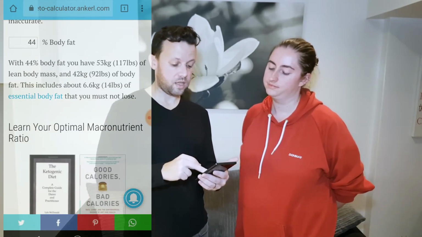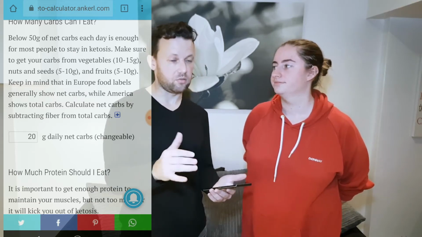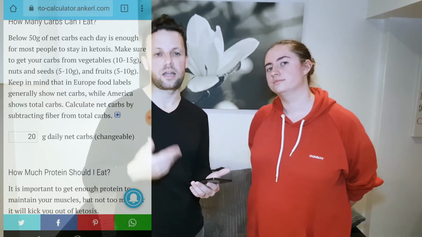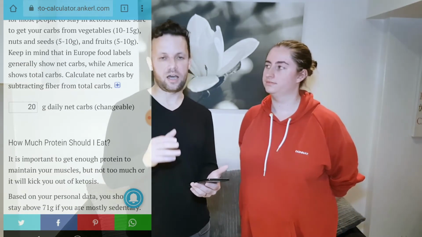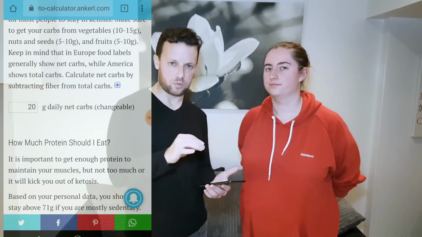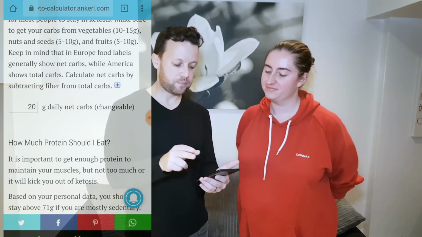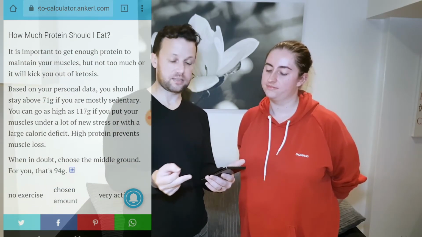And then the next step will be how many carbs. Now, for keto, I always recommend going for 20. Below 100 is classed as low. Below 50, some people can get into ketosis, or at least force the body to produce ketones. 20, I think, for the majority is the sweet spot. Yeah, optimum. So you put in your 20 grams of carbs, and then the next part is protein.